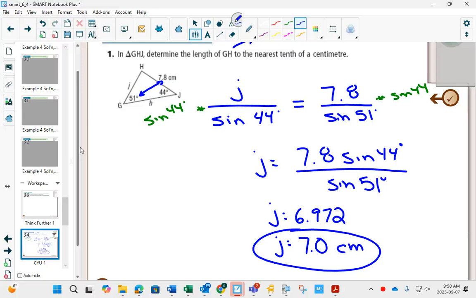Okay, circle question number 3. We'll do one more question together, and then I'll give you some time to try it.